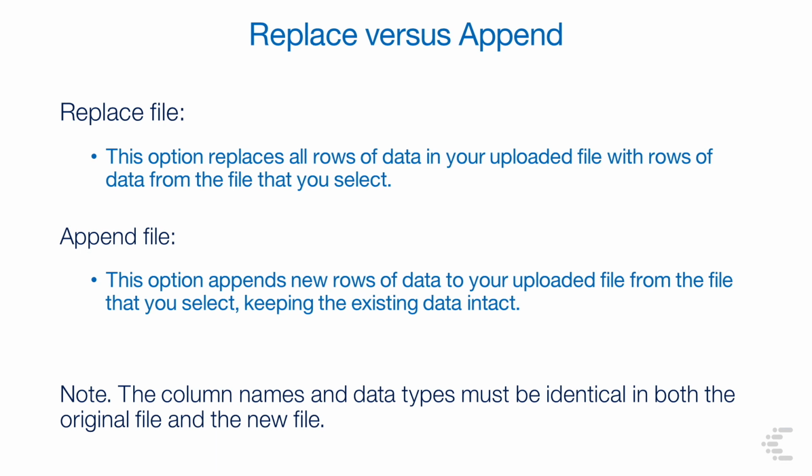In this video, we demonstrated the Replace feature. This option replaces all rows of data in your uploaded file with rows of data from the file that you select. There is also an Append feature that appends new rows of data to your uploaded file, keeping the existing data intact. Note, the column names and data types must be identical in both the original file and the new file in order for the operation to be successful.